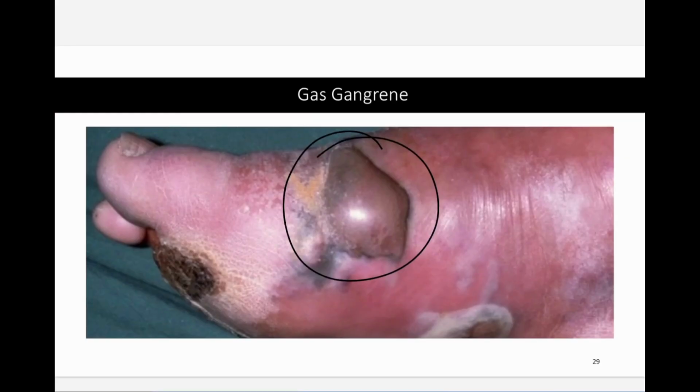Yes? So I know you had mentioned blood clots causing gangrene. I just wanted to clarify which one was dry. So this is gas gangrene. Again, what it looks like. It looks like blisters, but it's really just gas buildup.